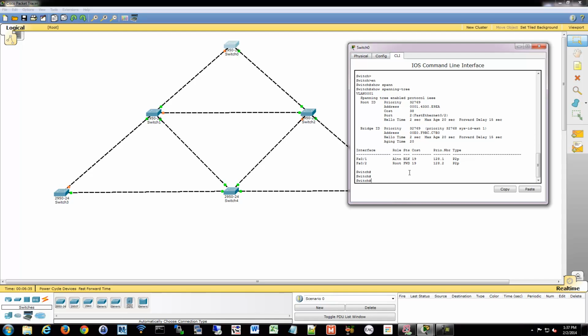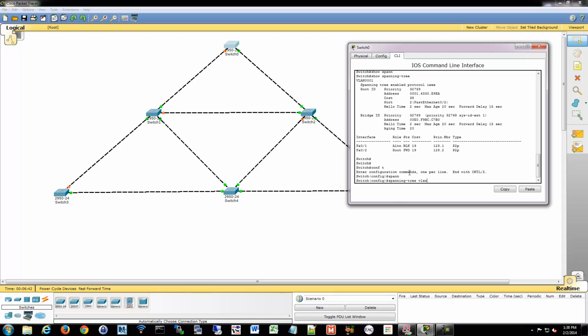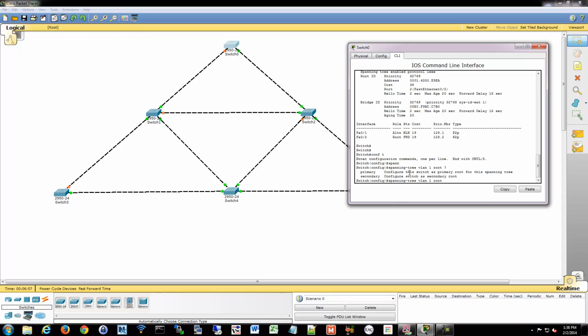So what we can do is go into spanning tree. So we're going to go into config mode, and we're going to say spanning tree VLAN 1, and then I can say root, and then if I want it to be primary or secondary. So it's recommended you define both your primary and secondary. And what this will do is this keyword, primary or secondary, will configure it to be the primary or secondary root bridges on your network, and it will ensure that this switch is always primary.